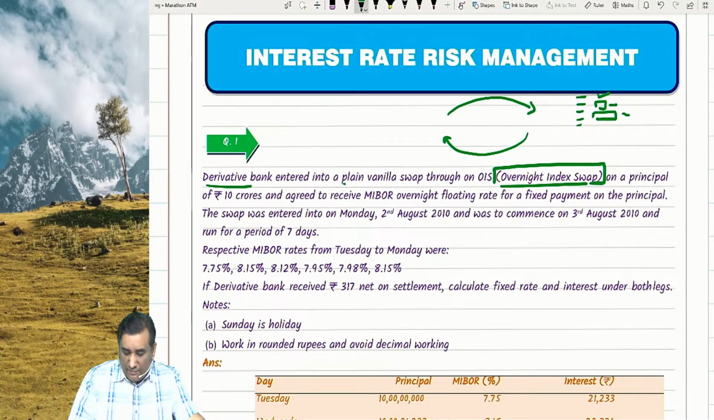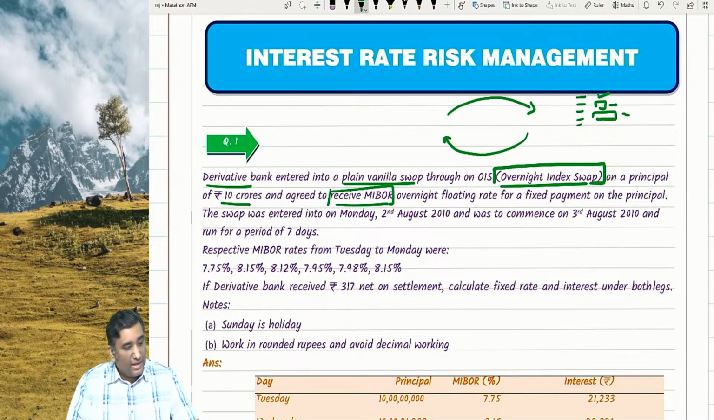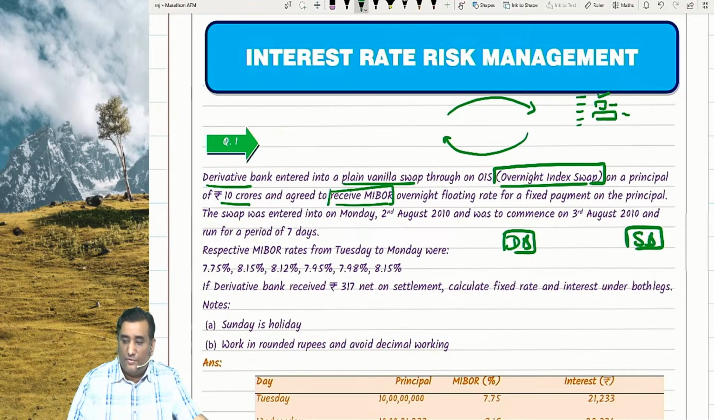A derivative bank entered into a plain vanilla swap. Plain vanilla means one leg is fixed and the second is floating. On a principal of 10 crores, it agreed to receive MIBOR. If I put the derivative bank here, and there could be another bank here, the derivative bank has agreed to receive MIBOR. That means it will receive floating. If it receives floating, it will pay fixed. So this structure should be clear.